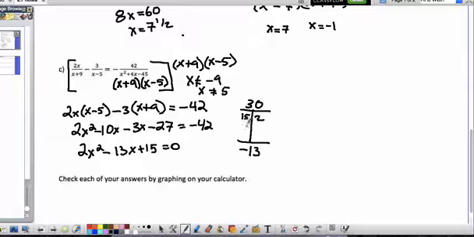Okay, the next one I can think of is 10 and 3. So 10 and 3 would multiply to 30, and would they add or subtract to -13? Well, they would if I make them both negative. So there we go. And then from here, you can do one of two things.